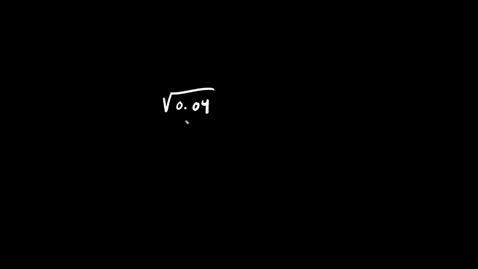Let's find the square root of a decimal number. What times what becomes the inside? We know the answer is 0.2, because 0.2 times 0.2 becomes 0.04.